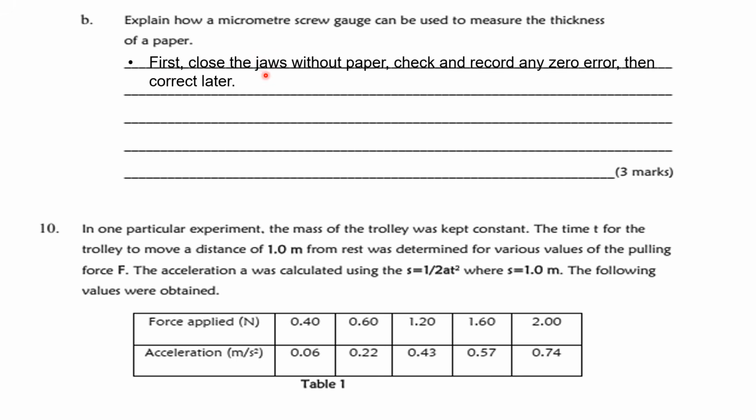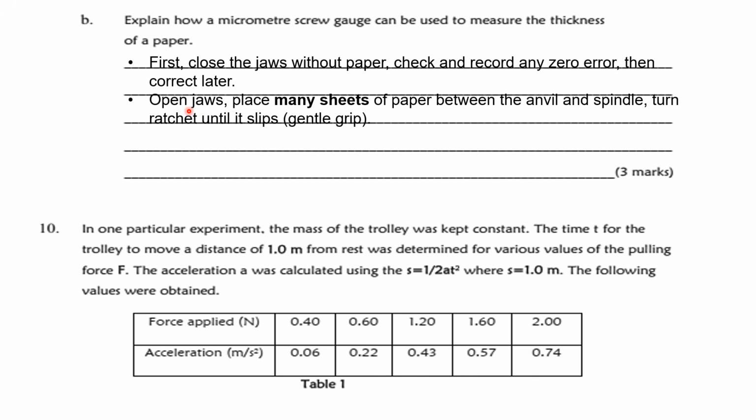First of all, you close the jaws of the micrometer screw gauge without paper on it. Then you check and record any zero errors. If there are any zero errors, check and record them, and then you correct them later after the measurement is carried out. Then open the jaws and place many identical sheets of paper, one of which is the one you have to measure, between the anvil and the spindle.